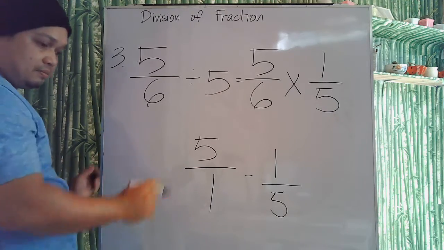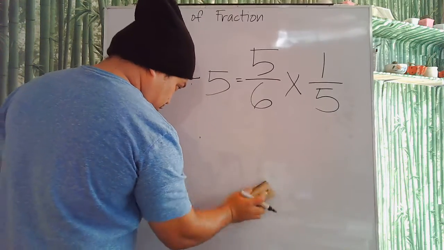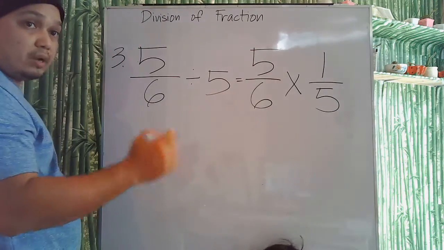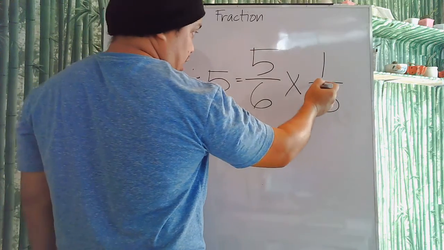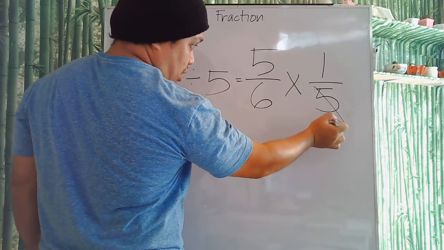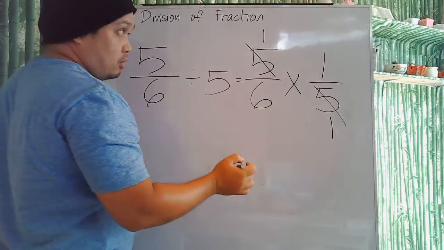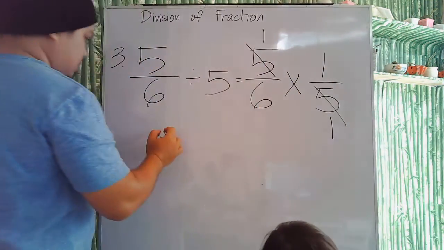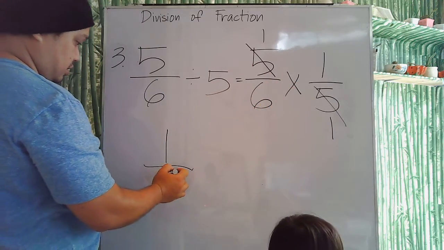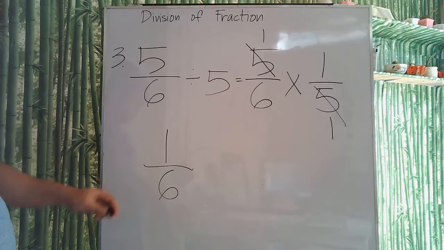Now let's multiply. We're going to multiply the two fractions. Or if you are going to cancel it first, 5 can divide both by 5. Now 5 divided by 5 is 1, and 5 here divided by 5 is 1 also. So if we multiply, 1 times 1 is 1, and 6 times 1 is 6. Therefore, our final answer is 1/6.